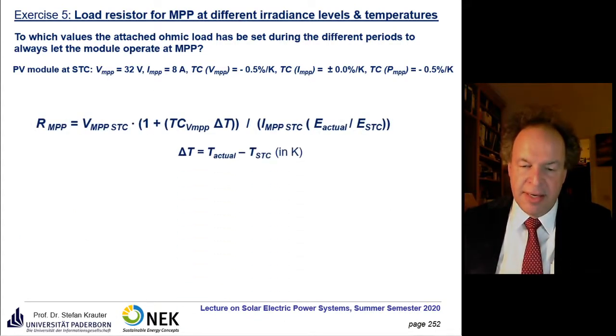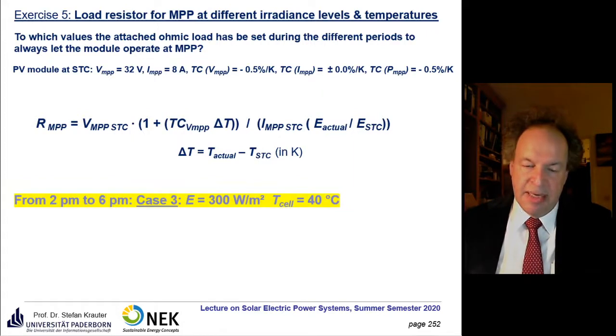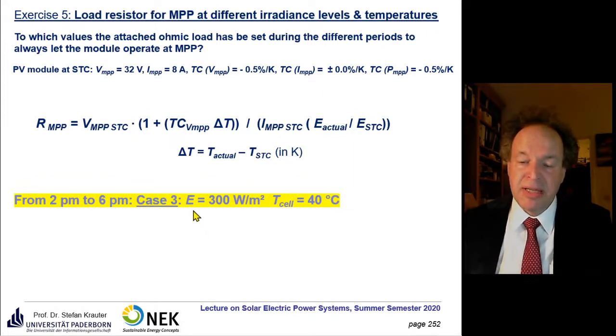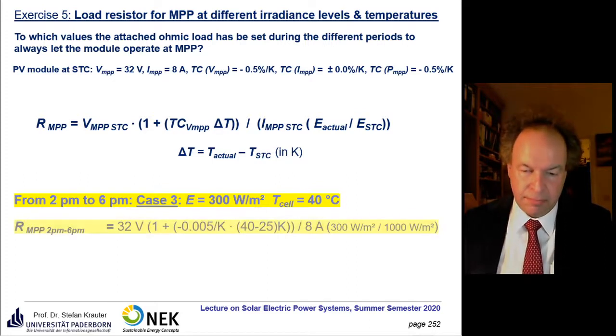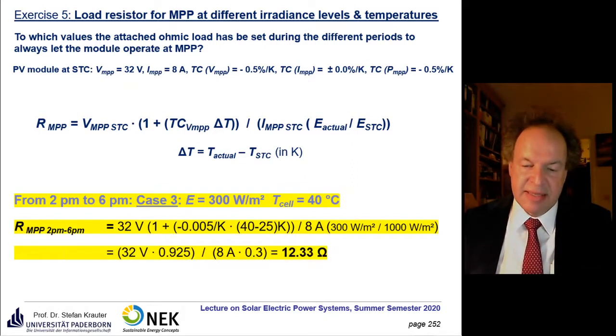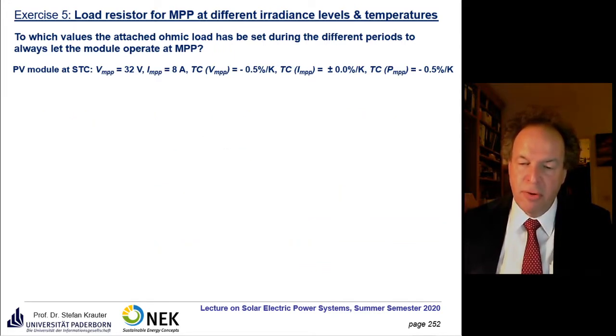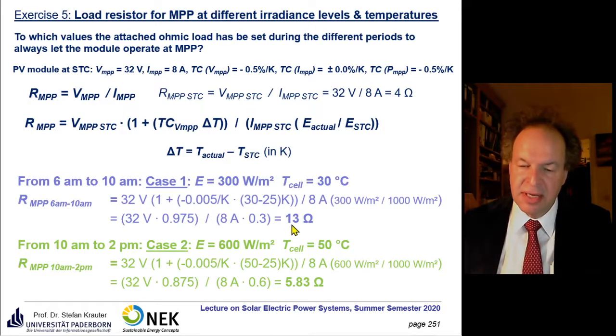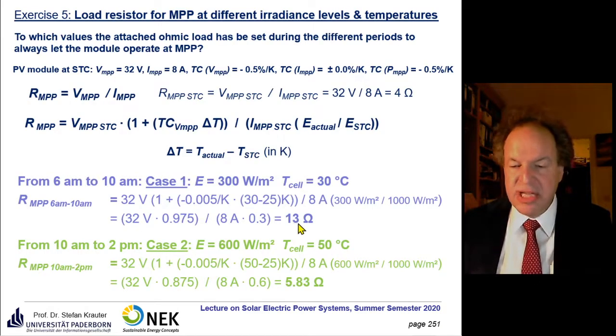Same formula here again. And there the irradiance is reduced from 2 p.m. to 6 p.m. Temperature is a bit elevated, so we have 40 degrees Celsius compared to the morning. And if you put in the numbers here, we arrive at 12.33 ohms. If you compare it to the morning numbers, you see that here the resistance is slightly reduced due to the reduced voltage.